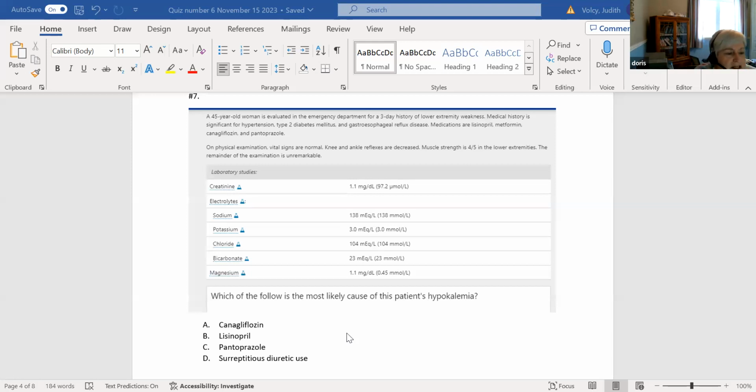Okay, so what you said about the diuretic use was that it would affect the potassium. The diuretic would cause the low potassium, but it would make the bicarbonate high, okay, all right.